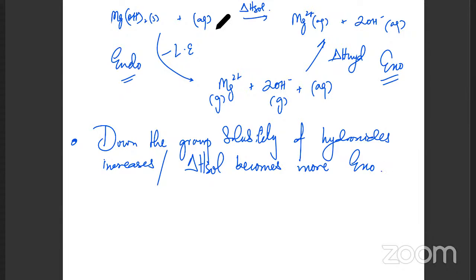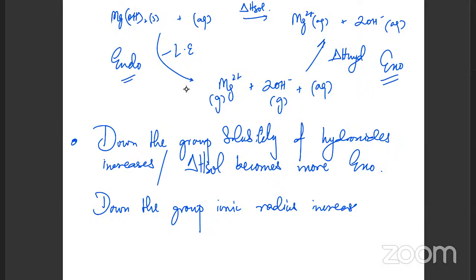The reason why it's becoming more exothermic is that down the group, ionic radius increases. So when you have a bigger ion, the bonds that are broken are going to be weaker, and the bonds that are formed are also going to be weaker. You need to break weaker bonds in the lattice, and you are going to form weaker bonds with the water molecules as well.